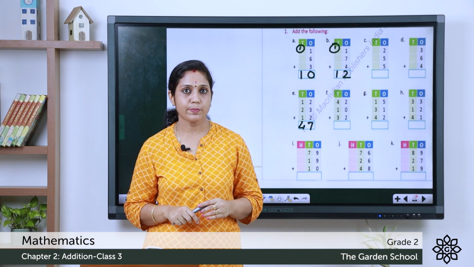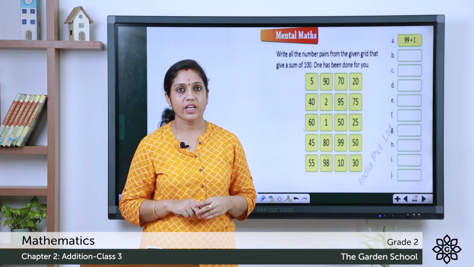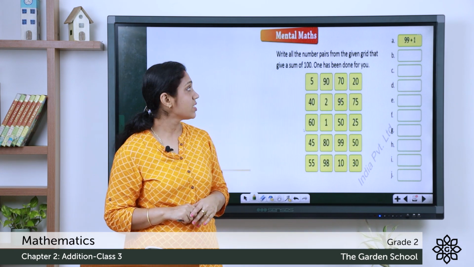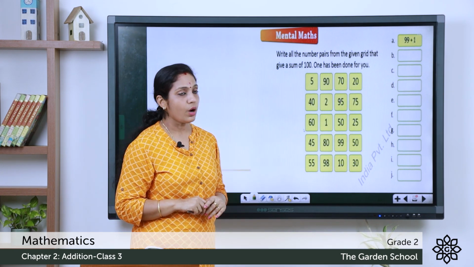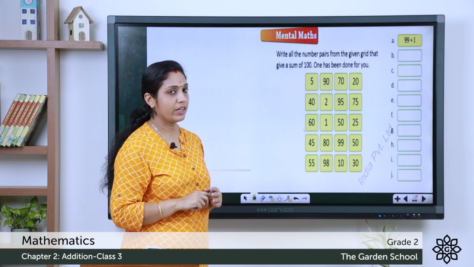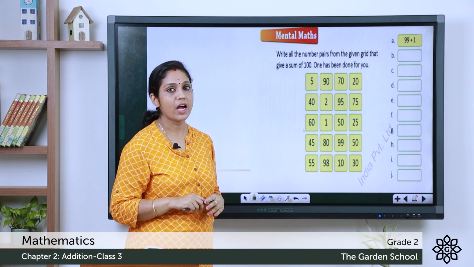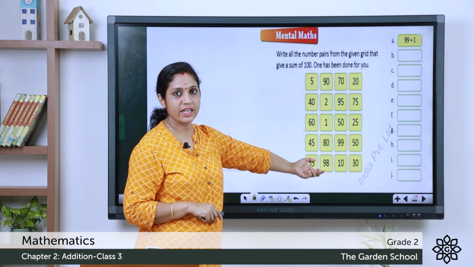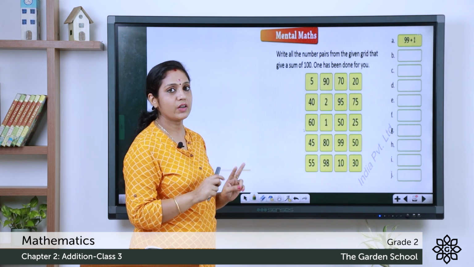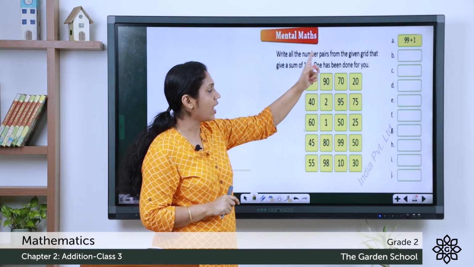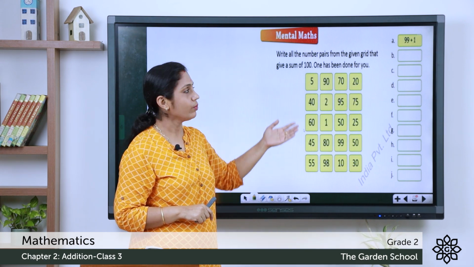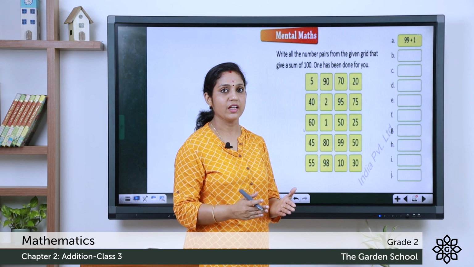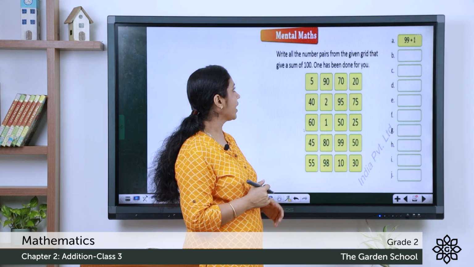Now moving on to the next page. In your textbook, page number 25, you can see this question. It is mental maths. Write all the number pairs from the given grid that give a sum of 100. One has been done for you. You can see numbers here, and what we have to do is calculate two numbers and get the answer 100. So one has been done for you. In that you can see 99 plus 1. What is the answer? It is 100. So we have to find out numbers like that.